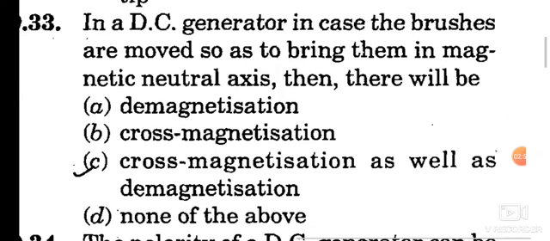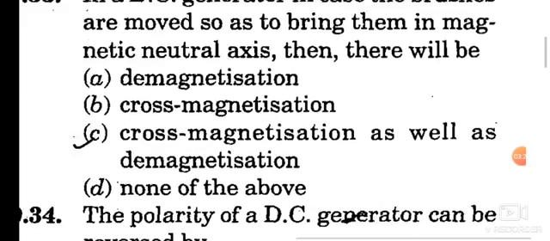Question number 33. In a DC generator, in case the brushes are moved so as to bring them to the magnetic neutral axis, that is MNA, then there will be option C, cross magnetization as well as demagnetization.